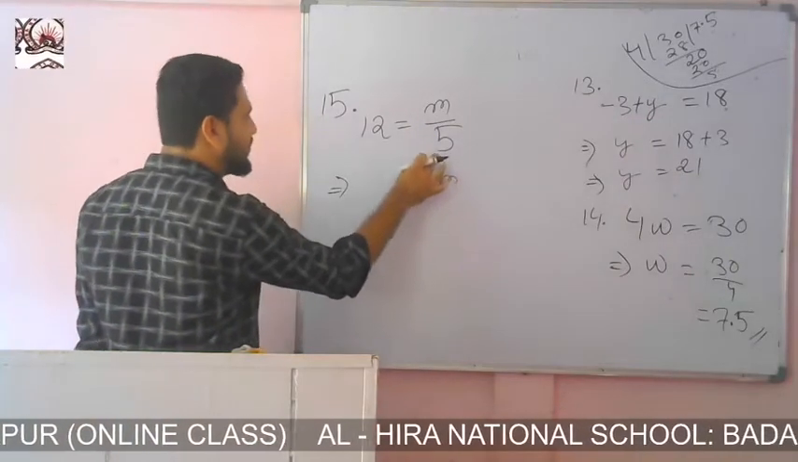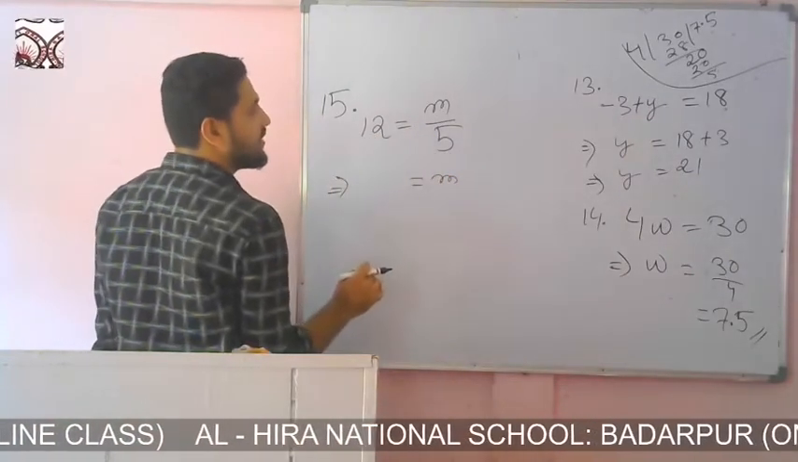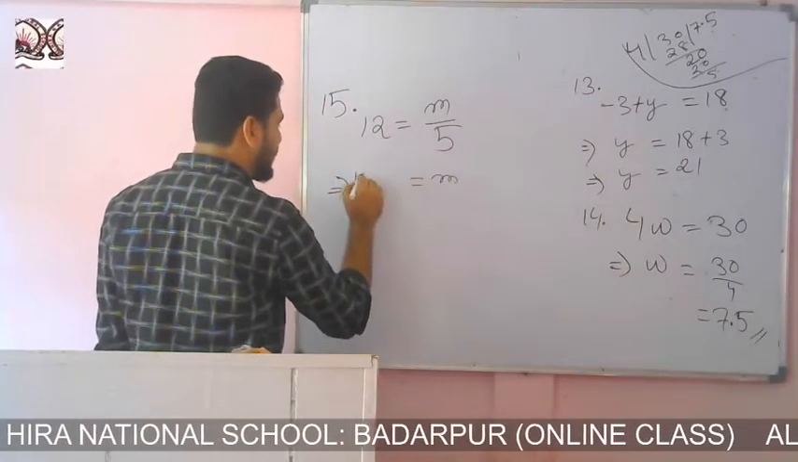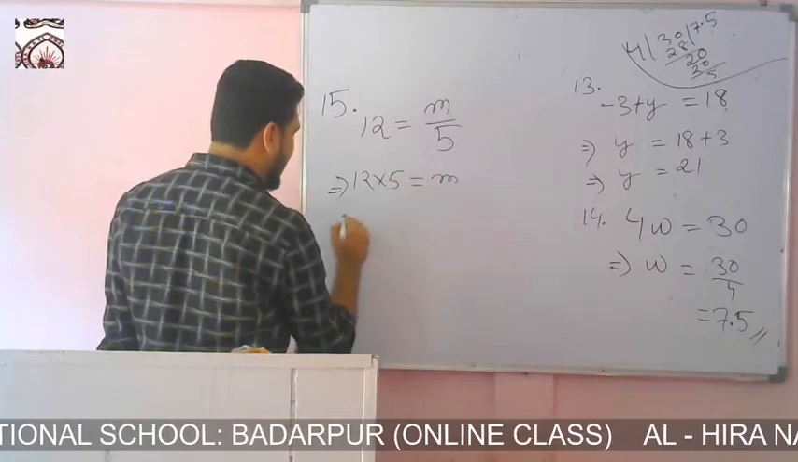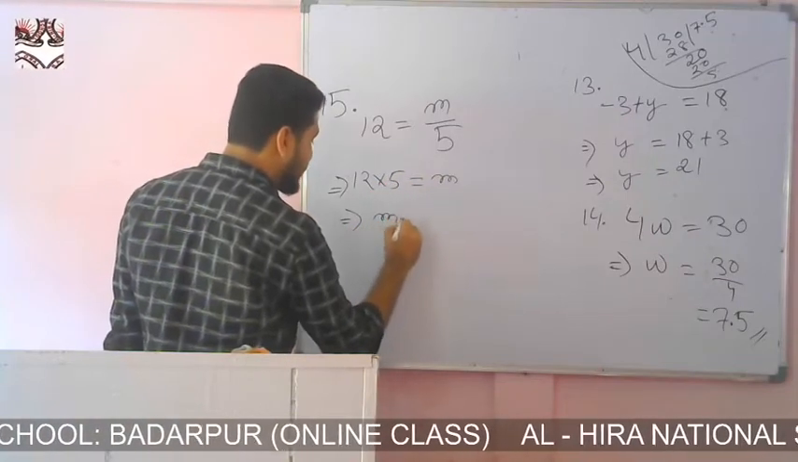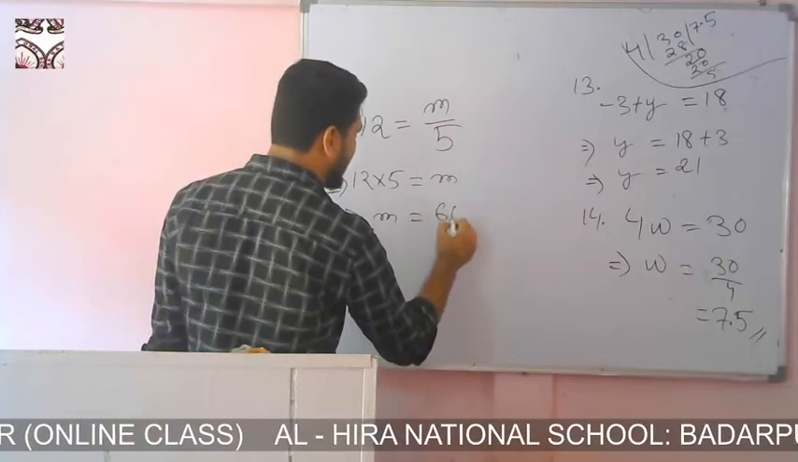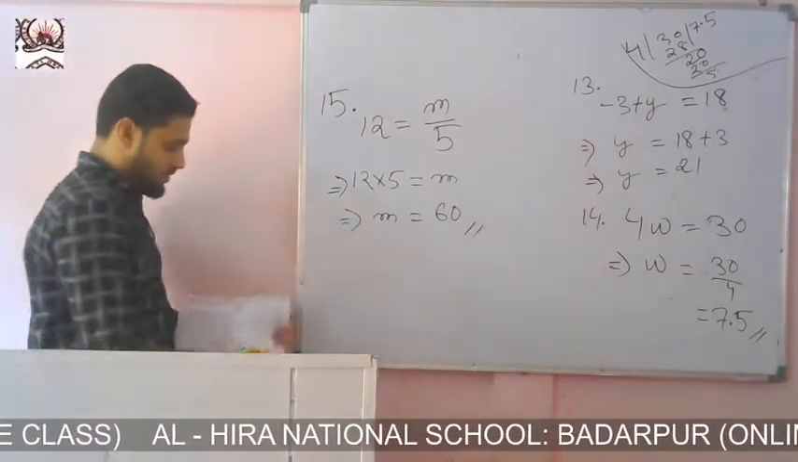Then if I take 5 to the left side, then it will become what? Multiplication, because here it is in division. So if I take it to the right side, then it will become multiplication. Then I can write m equals 12 into 5, which is 60. Okay. That is the answer.